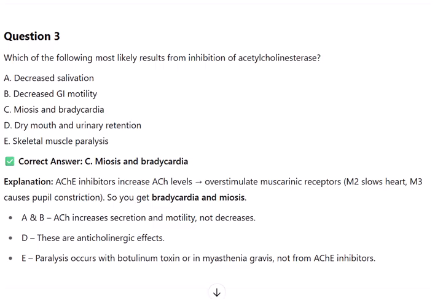Explanation: AChE inhibitors increase ACh levels, overstimulating muscarinic receptors. M2 slows the heart, M3 causes pupil constriction, so you get bradycardia and miosis. A and B, ACh increases secretion and motility, not decreases. D, these are anticholinergic effects. E, paralysis occurs with botulinum toxin or in myasthenia gravis, not from AChE inhibitors.